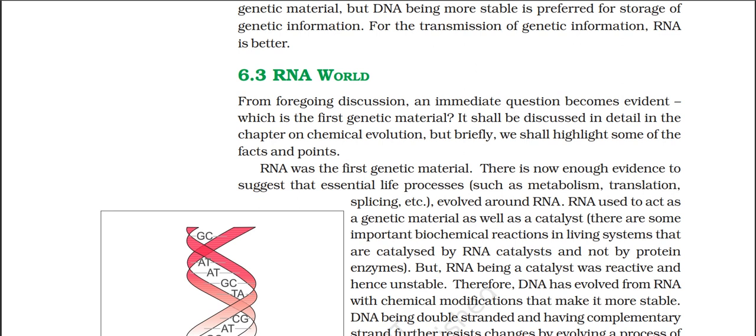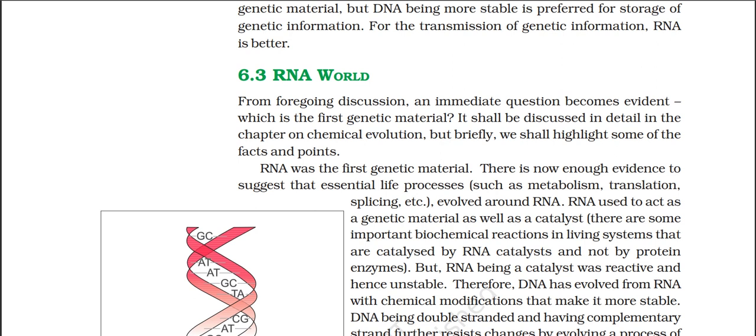6.3 RNA world. From the foregoing discussion, an immediate question becomes evident: which is the first genetic material? It shall be discussed in detail in the chapter on chemical evolution, but briefly, we shall highlight some of the facts and points. RNA was the first genetic material. There is now enough evidence to suggest that essential life processes, such as metabolism, translation, splicing, etc., evolved around RNA. RNA used to act as a genetic material as well as a catalyst.